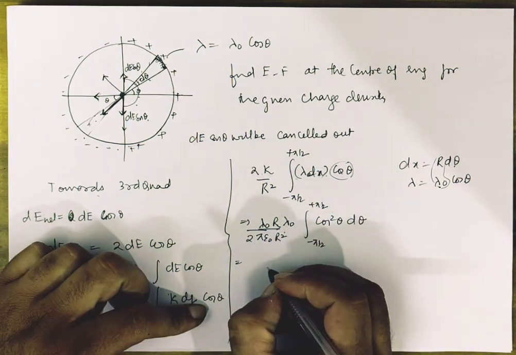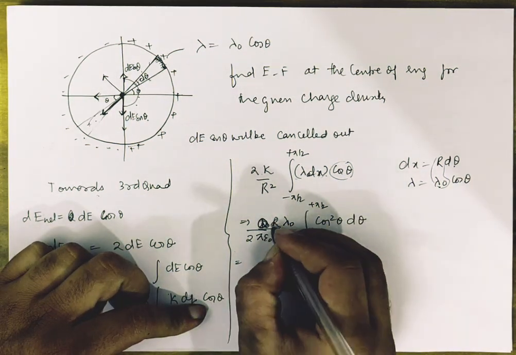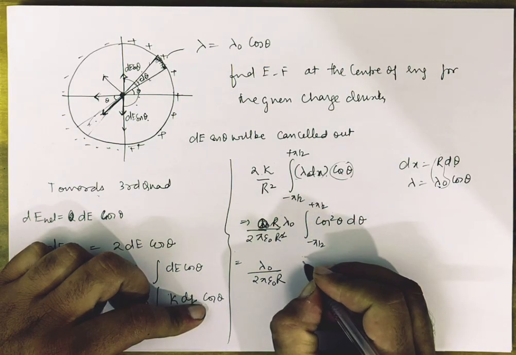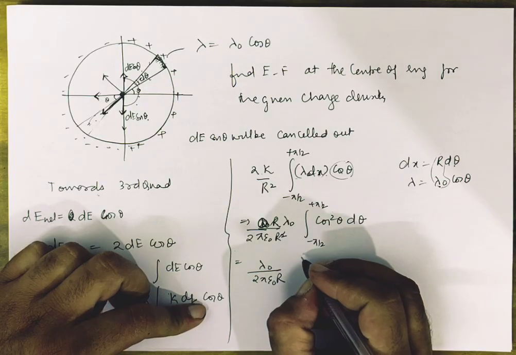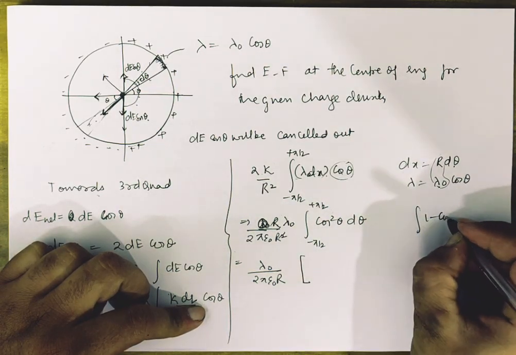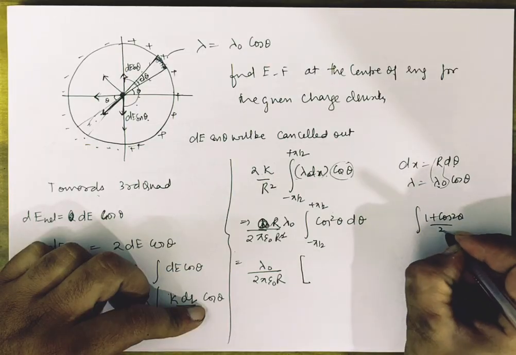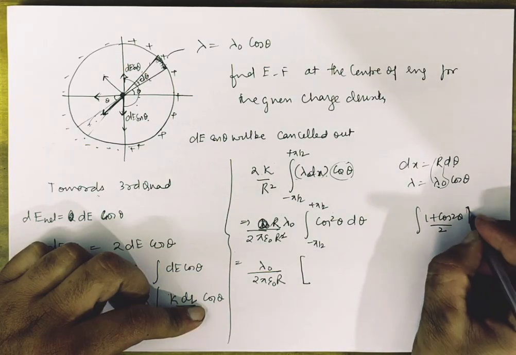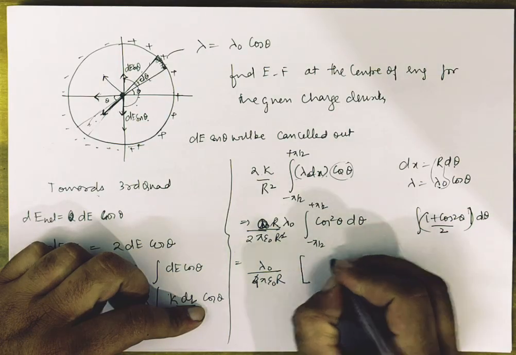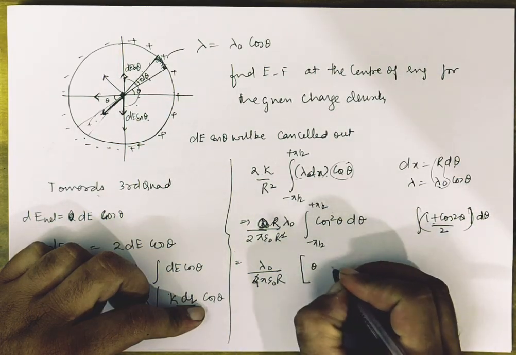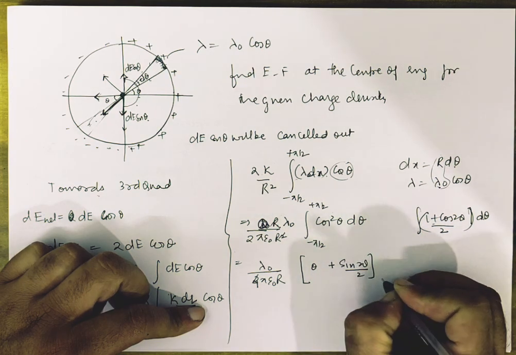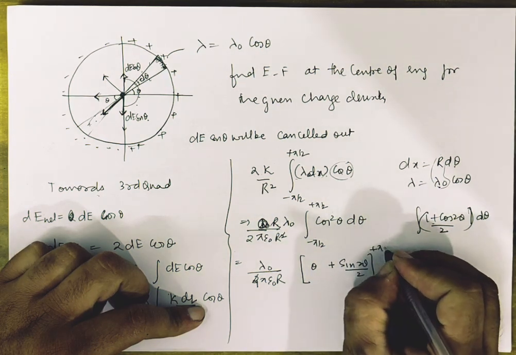So we have lambda naught, written twice, and this gets cancelled. Now we can solve for this expression, which is cos squared theta. The integration of cos squared theta is 1 plus cos 2 theta by 2, and I'll solve it separately, d theta. So 2 can be taken outside, it will become 4, and 1 plus cos 2 theta will become theta plus sine 2 theta divided by 2, from minus pi by 2 to plus pi by 2.